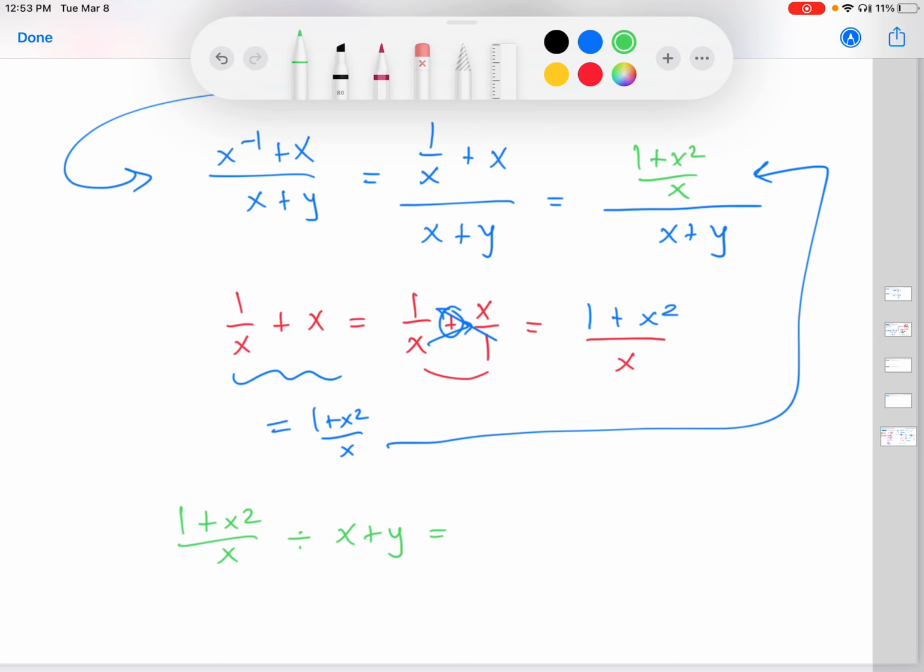In that same video I keep referring to, where we talked about the addition, subtraction, multiplication, and division of fractions, we talked about how when you divide two fractions, and this is still a fraction, doesn't seem like it, but it is, you are actually going to multiply by the reciprocal. So we get 1 plus x squared over x here, and then we multiply by the reciprocal, which literally just swaps numerator and denominator. So we get 1 over x plus y. Our final answer, now that we multiply straight across, is 1 plus x squared over x times x plus y.